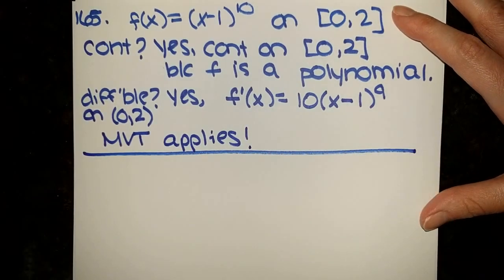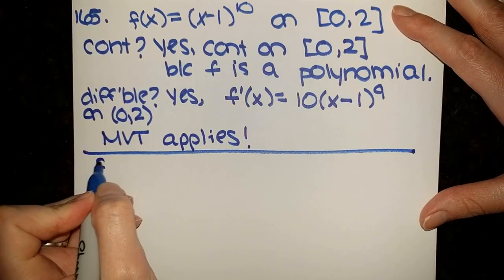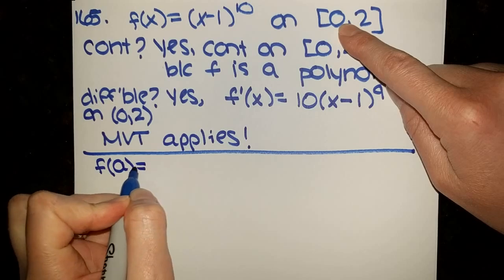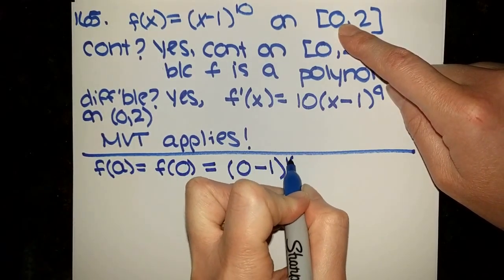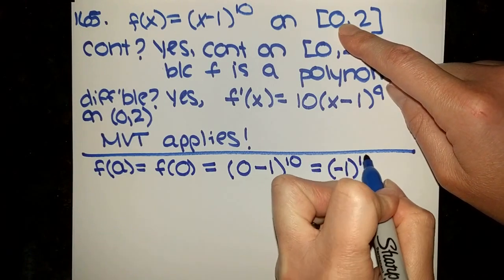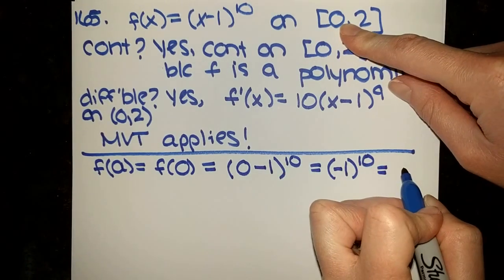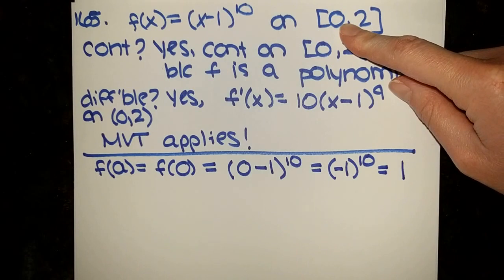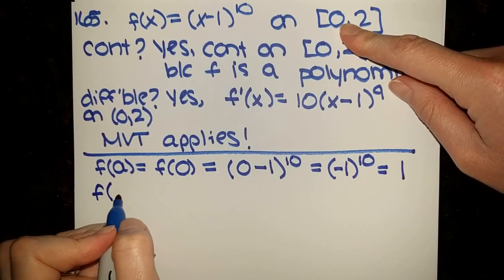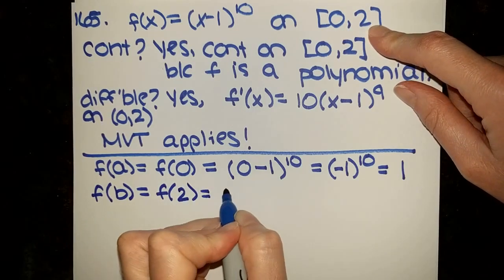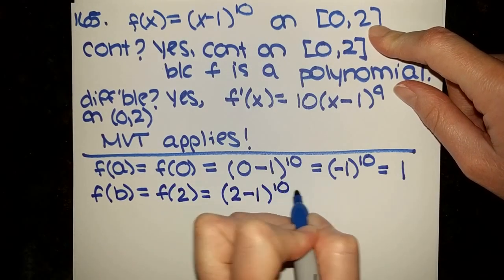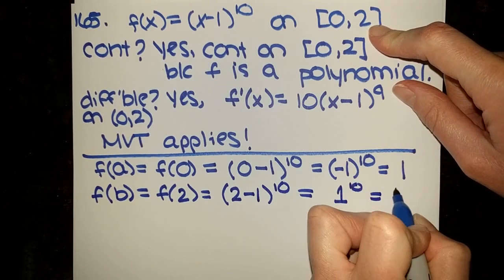And then once we know that it applies, we need to actually find the c value that satisfies the conclusion. So we will look at f(a), which is going to be f(0). Plugging in here, we have (0 - 1)^10. So that's (-1)^10. A negative raised to an even power will just give us a positive 1. And then we have f(b), which is going to be f(2). So we're looking at (2 - 1)^10, which is 1^10, which is 1.